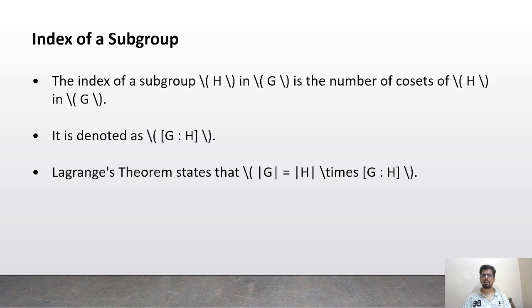Index of a subgroup. The index of a subgroup H in G is the number of cosets of H in G. It is denoted as G by H. Lagrange's theorem states that the order of G is equal to the order of H times the index, G by H.